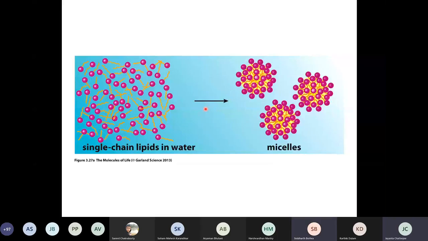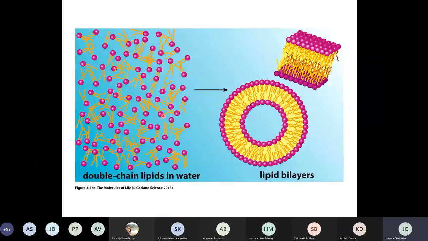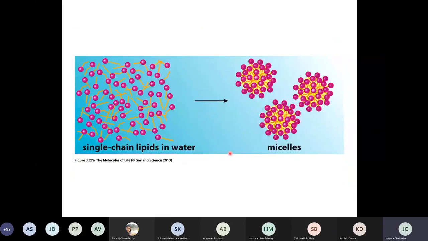Sir, can you repeat the question? Yes. My question is, given the same head group, if it has just a single tail, and the same head group but two tails, the two-tailed one forms architectures which are lipid bilayers. But if you have a single tail, these lipids form micelles.